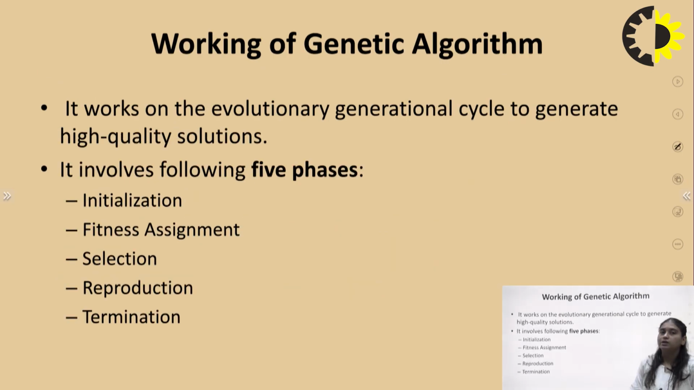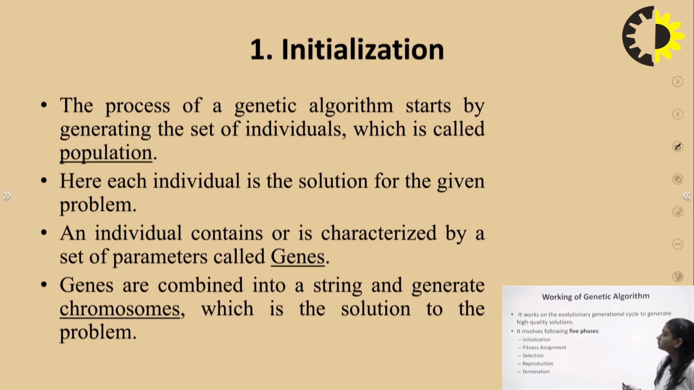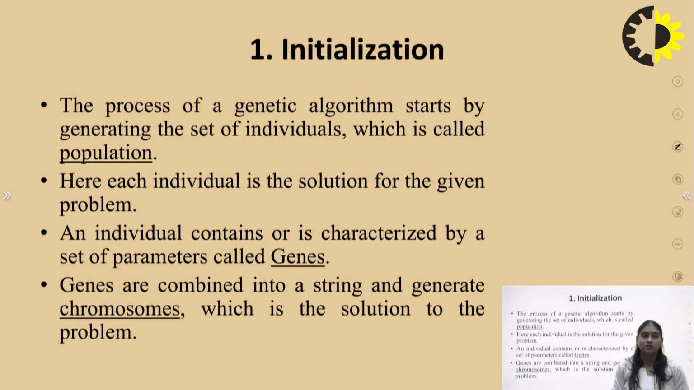Then the working of genetic algorithm. There are mainly 5 phases. First is the initialization. Then we have fitness assignment, then selection, reproduction, and termination. Now, first is the initialization. The process of genetic algorithm starts by generating the set of individuals, which is called population.